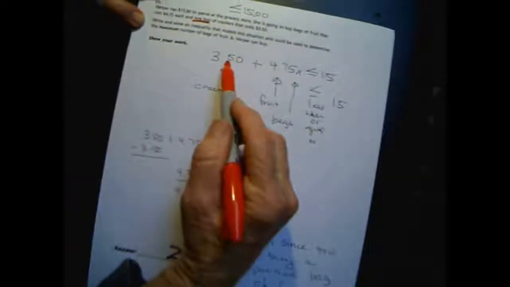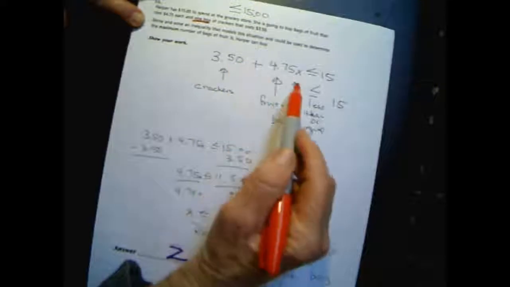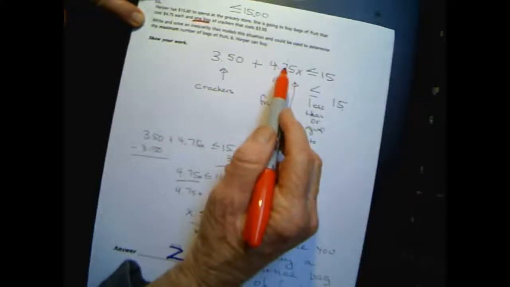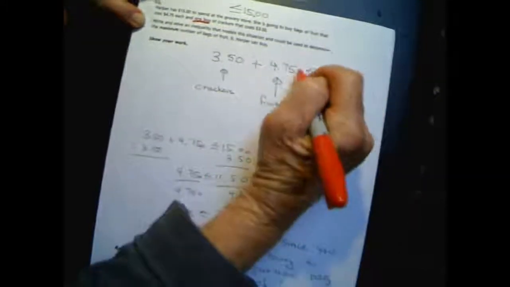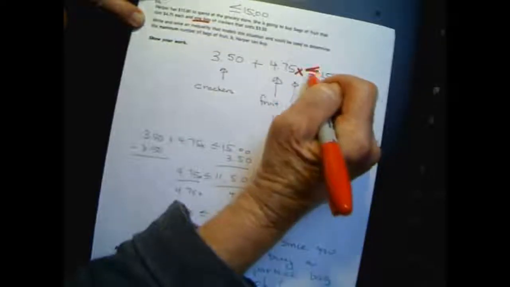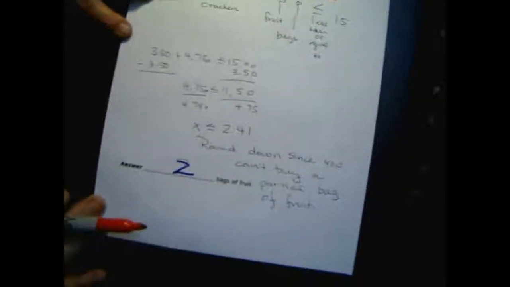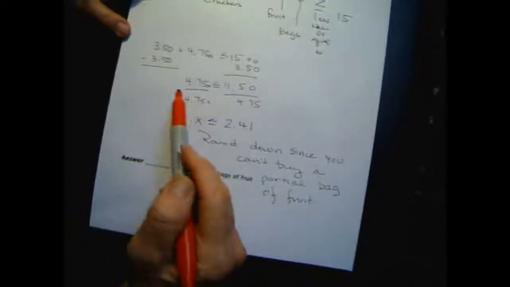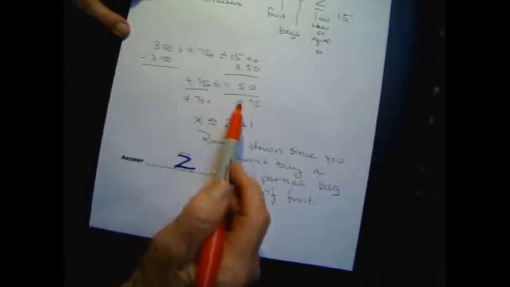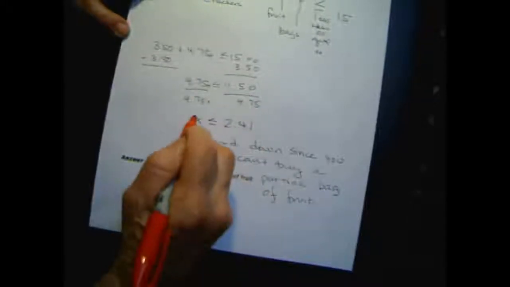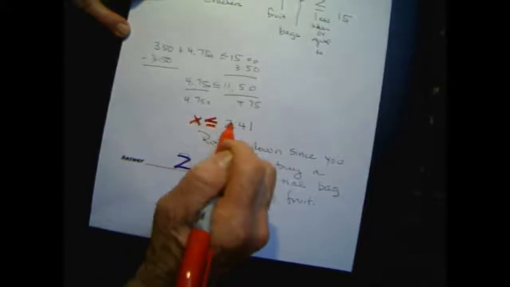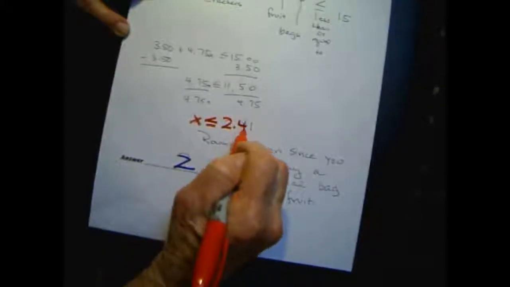The crackers are $3.50 because she's buying 1, plus 4.75 times the number of bags of fruit. It has to be less than or equal to the $15 that she has. So crackers plus bags of fruit, less than or equal to 15. I do a lot of math legwork here, and I come down to dividing 1150 by 475. X has to be less than or equal to 2.41.